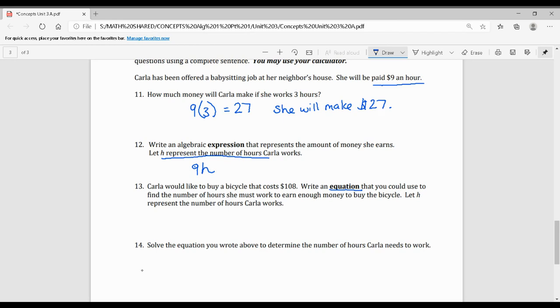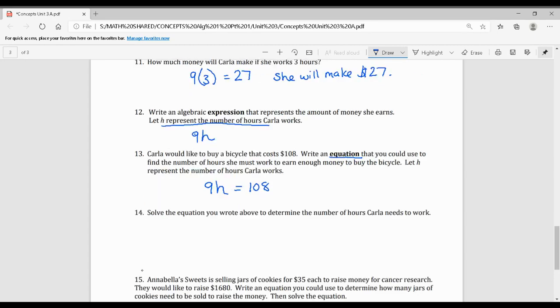So I'm going to take the expression I had, which is 9H, but what do we want it to equal to this time for this problem? Right, Jocelyn in class said 108. And that's exactly right. 9H, we said, tells us the total amount of money. 108 represents money. So now question 14 says, solve that equation to see how many hours she must work.